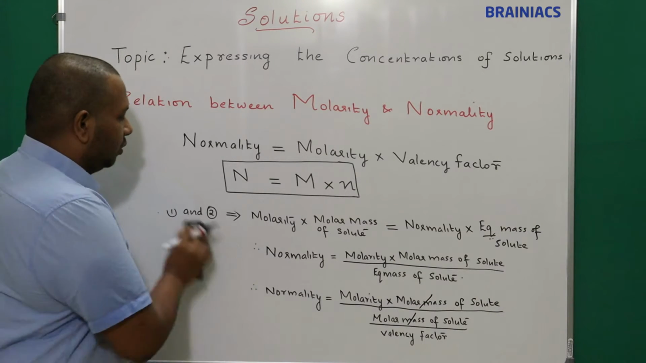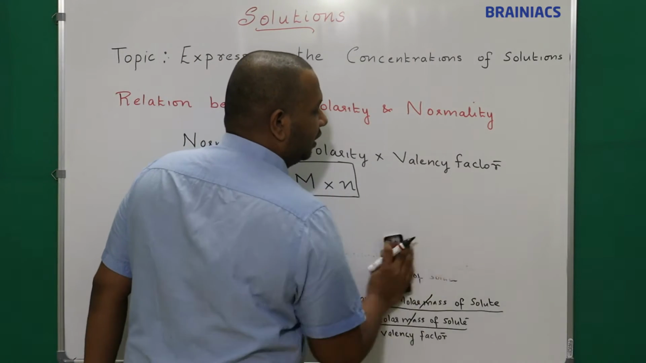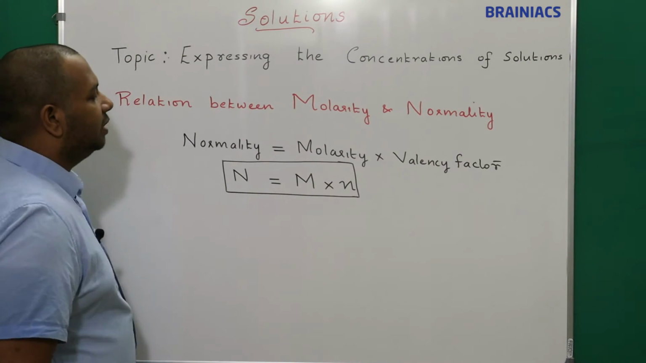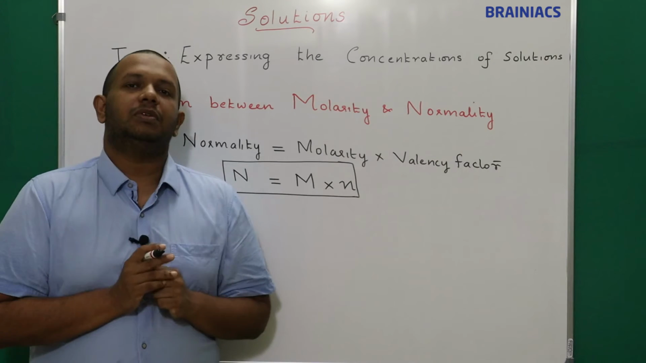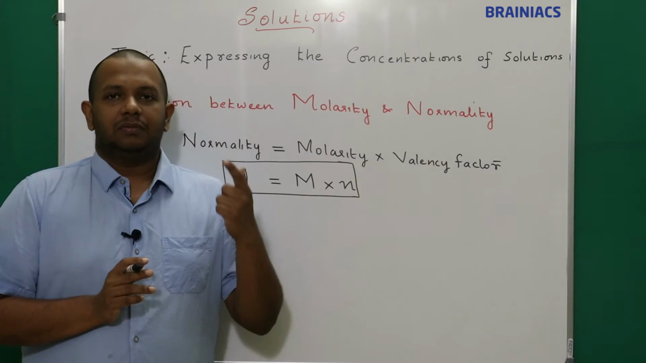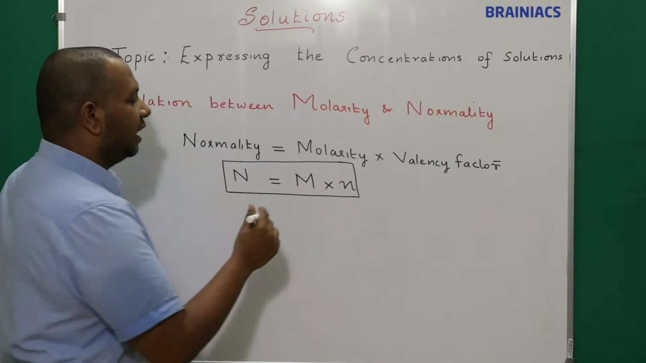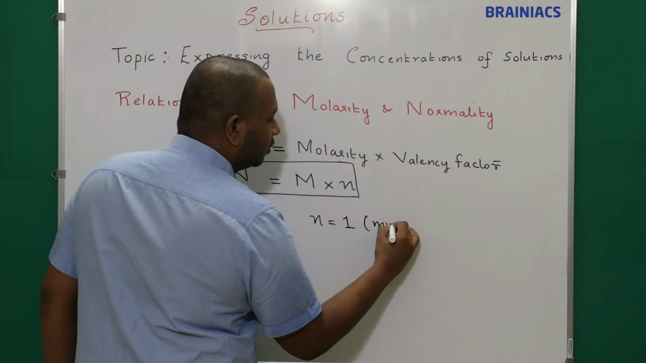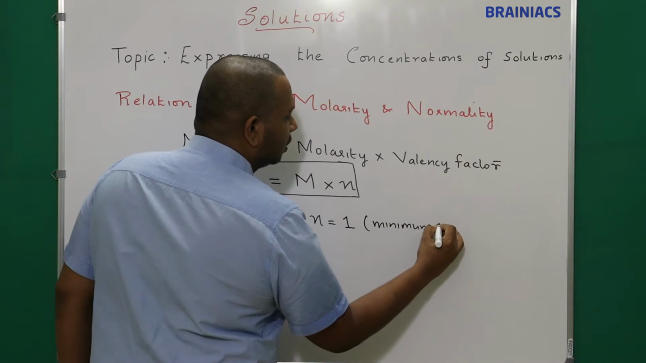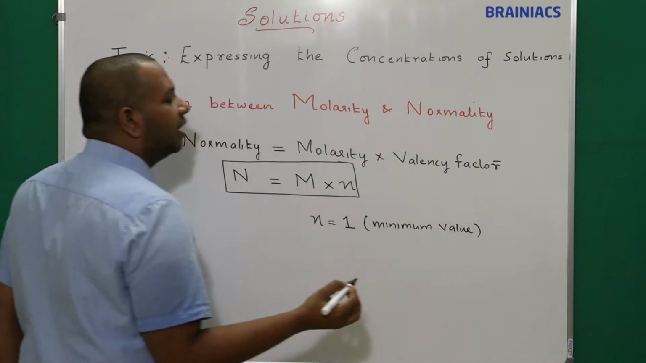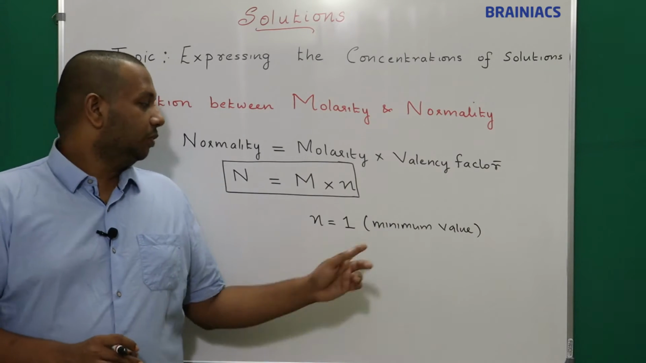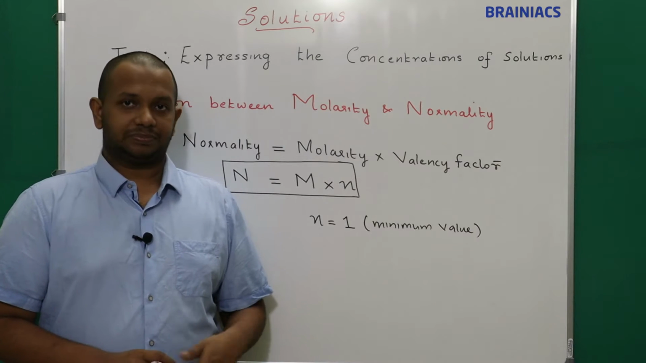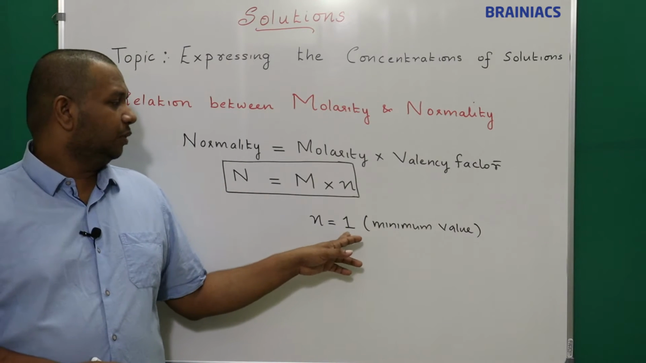What other conclusions can we derive out of this? Can you think and say? What can be the minimum value of valency factor, or the minimum value of n? We know that n is the valency factor. So n can have a minimum value of 1. Why? Because the least valency possible is 1, and the maximum valency possible is 7. So the minimum value is 1.